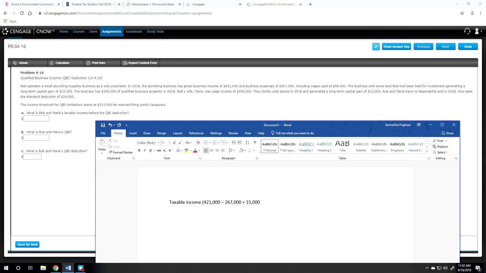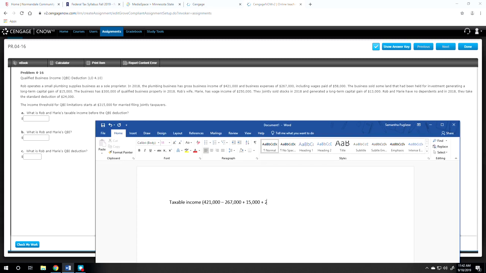The business has $300,000 of qualified business property. That's not an income or an expense. That's just telling us the amount of the business's assets, so to speak, but following certain definitions. It's not part of taxable income, so it's just information that we're going to have to use later on for Part C.